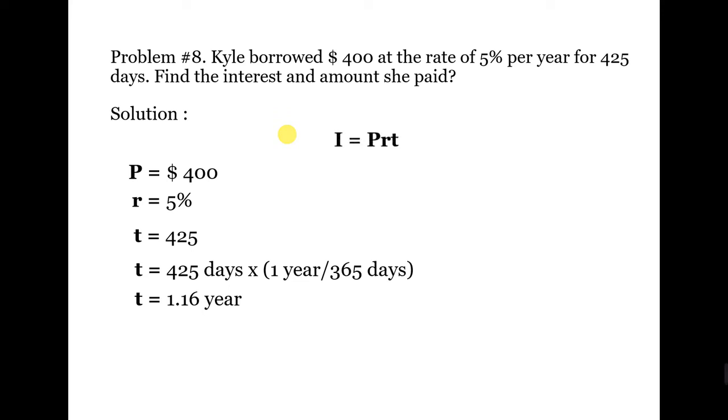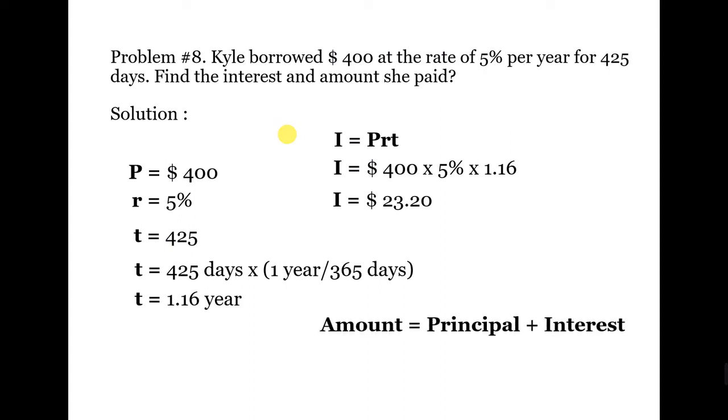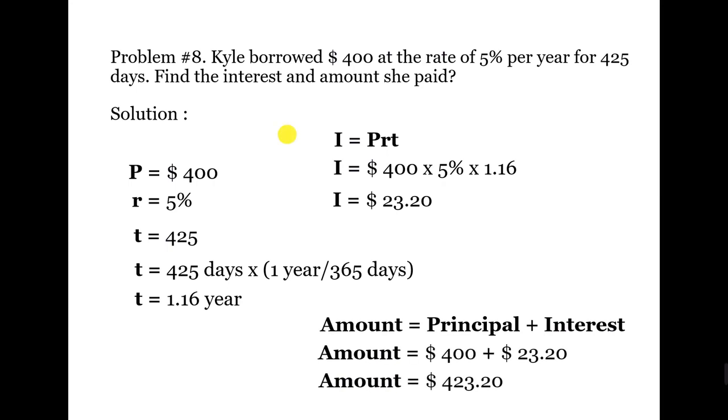To know the amount of interest you paid, we will use the formula of simple interest. We will now substitute the given values to the formula. Therefore, the amount of interest is equal to $23.20. Then we can now solve for the amount she paid, which is equal to the sum of the principal amount and interest amount. Then gave us the result of $423.20.